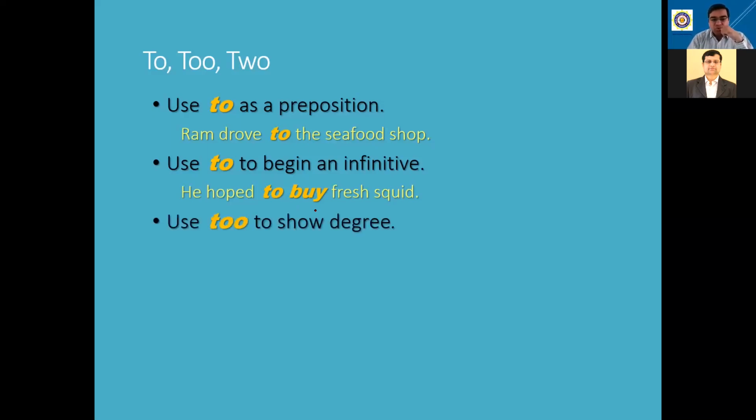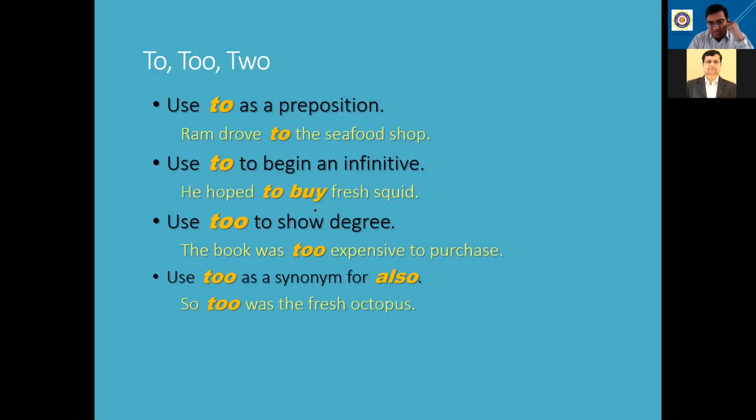Use to show degree. In order to represent the degree, we use to. The book was too expensive to purchase. Use to as a synonym for also. So the second thing which we use is the synonym for also. So to was the fresh octopus. Use to when you mean the number two.